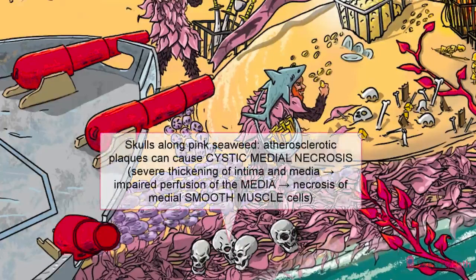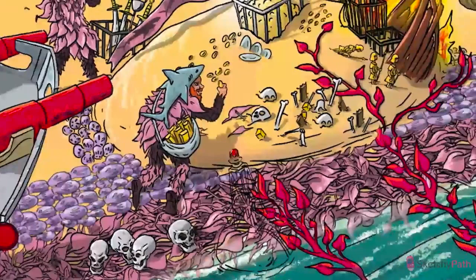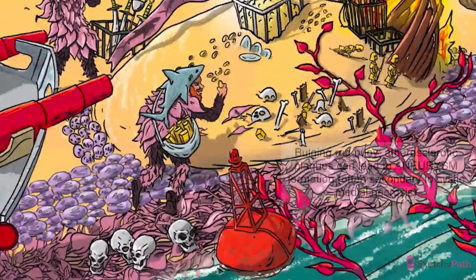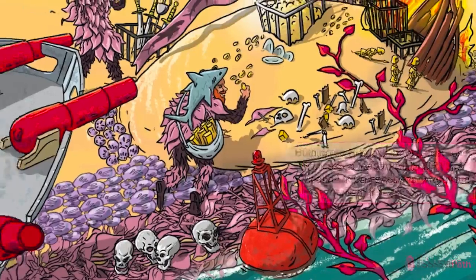When these plaques get thick enough, diffusion of oxygen and nutrients from the vessel lumen to the media becomes impaired, which weakens the outer vessel walls. This leads to cystic medial necrosis, a fancy term for when the smooth muscle-rich media of the vessel wall turns into necrotic mush. With the structural integrity of the vessel compromised, this area becomes the perfect place for aneurysm formation and, when it gets large enough, rupture. Check out our aneurysm sketch for more details.